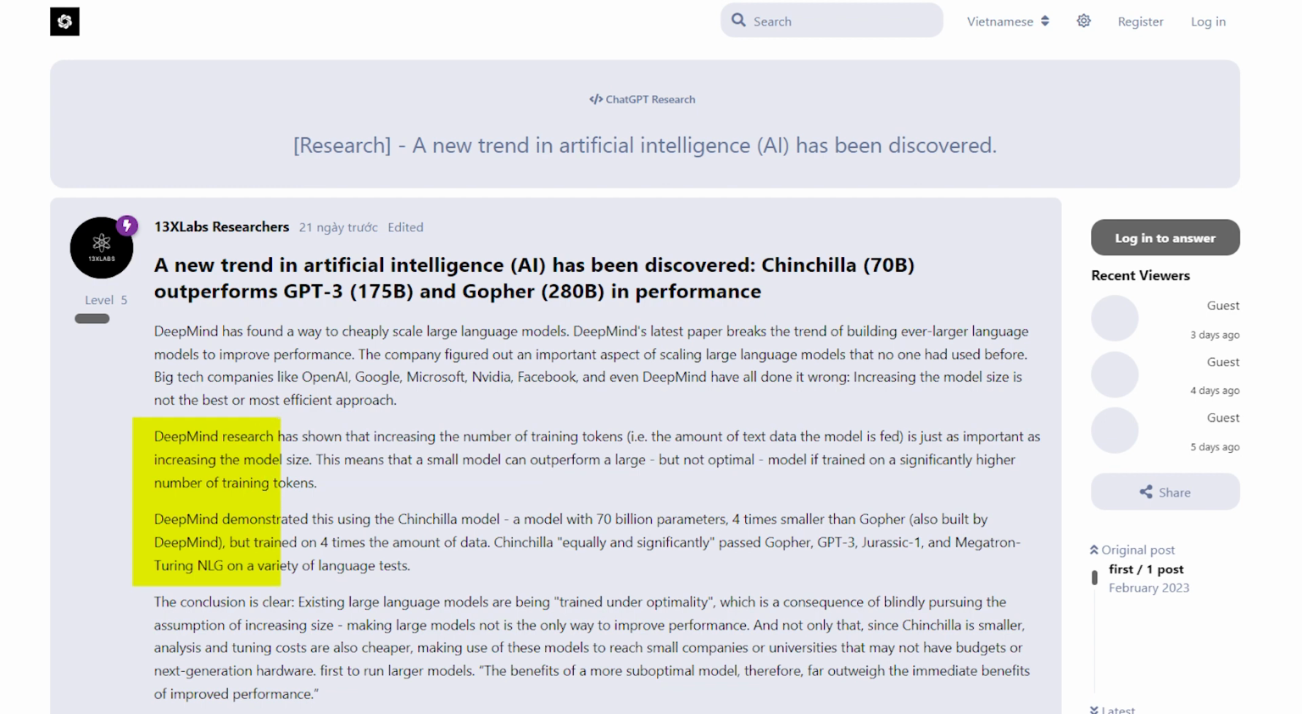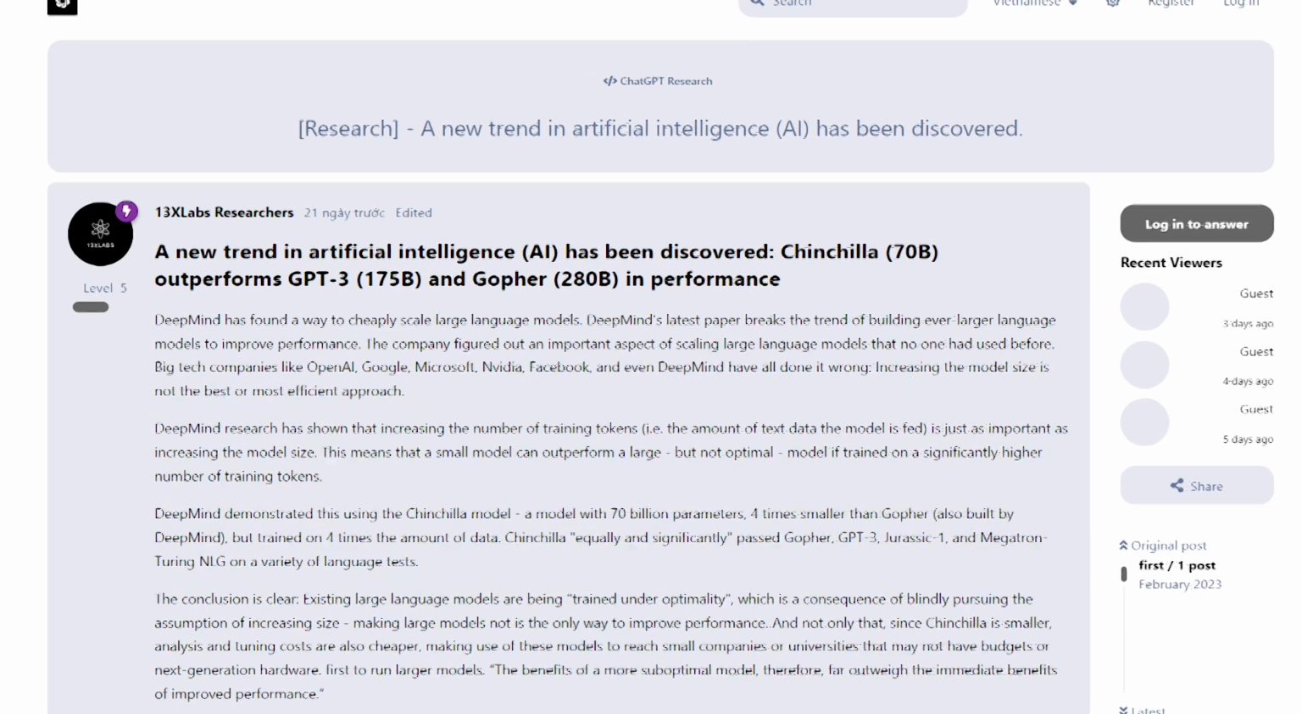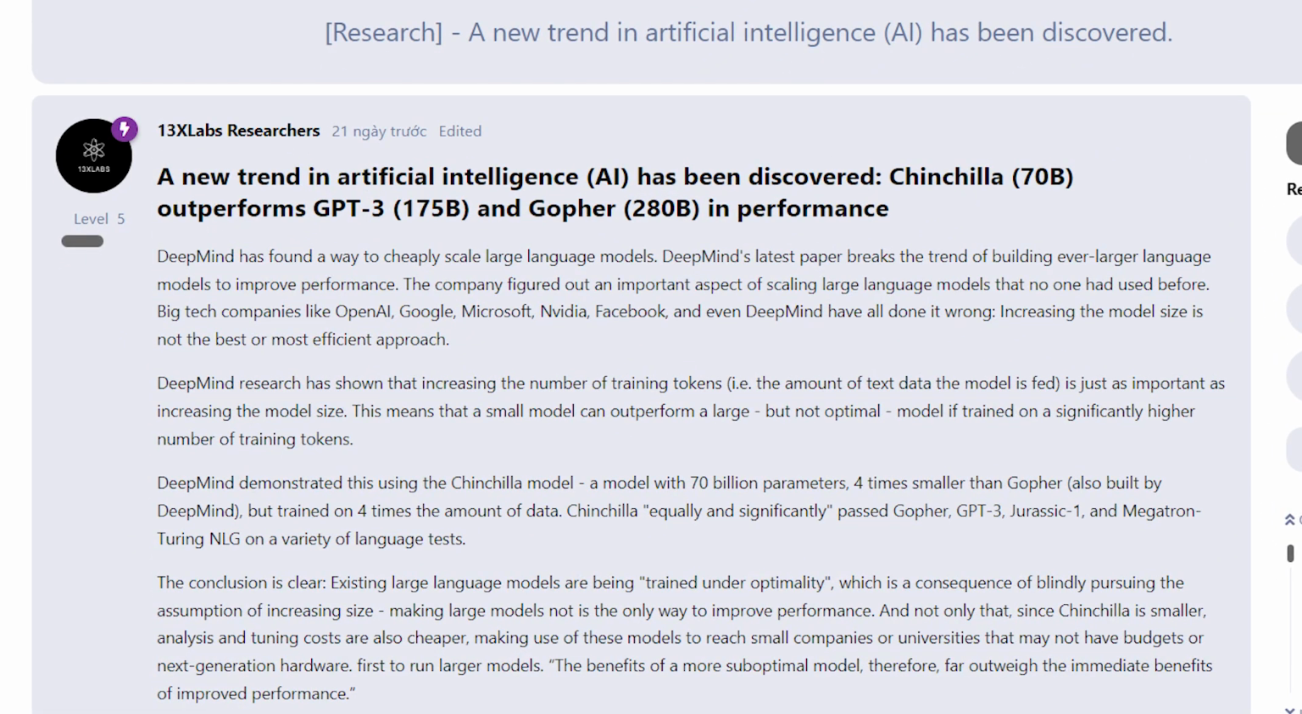Recent research conducted by DeepMind has shown that the size of the model is not the only factor that affects its performance. The number of training tokens also plays a role. They've demonstrated this by training Chinchilla, a 70 billion parameter model trained on 4 times more data than large language models developed since GPT-3, despite being 4 times smaller than Gopher.